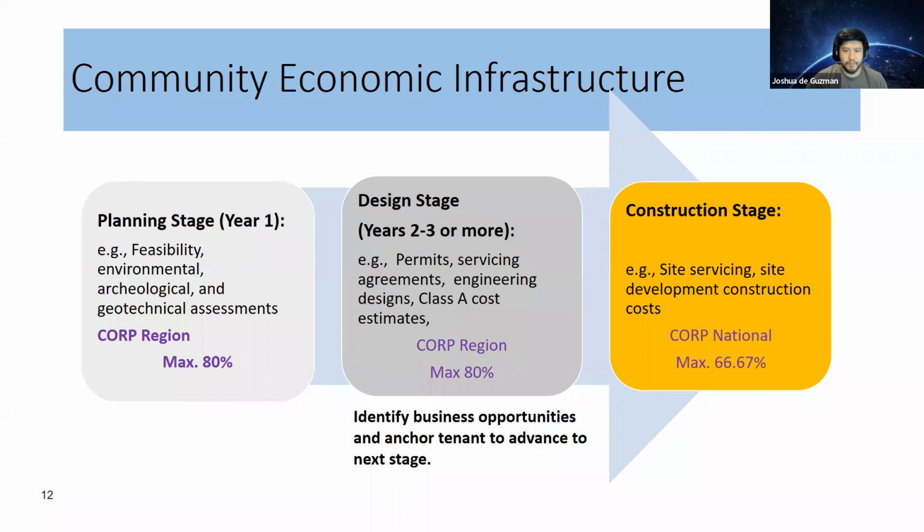So for community economic infrastructure, this is a little bit of a flow chart on how it works. For an economic infrastructure project, you'd have the planning stage. You've identified an opportunity, but you don't quite know that it's feasible. You want to do the environmental work. If it's on band-owned land on reserve, the environmental work, archaeological work, geotechnical, things like that would be funded under the regional program for planning.